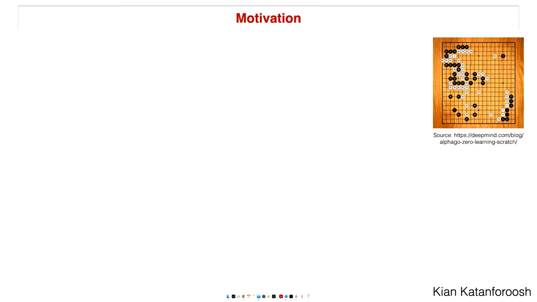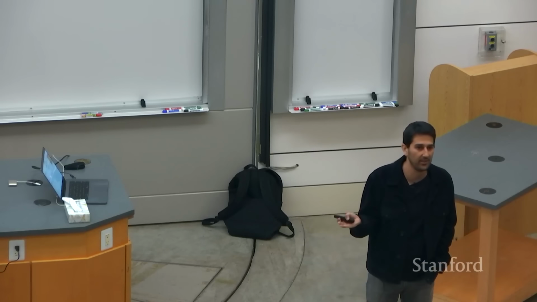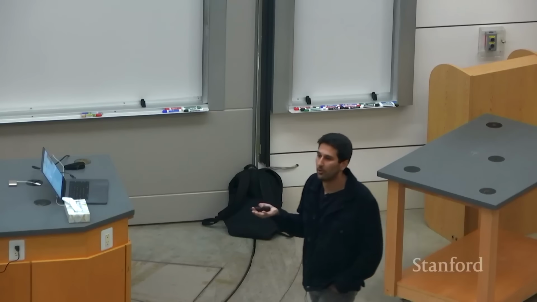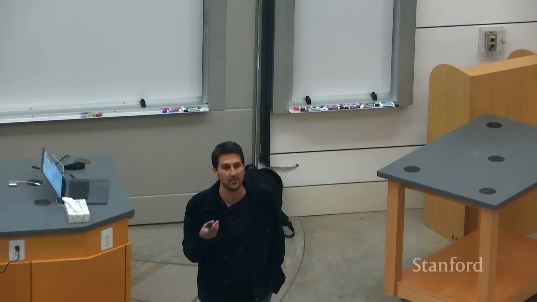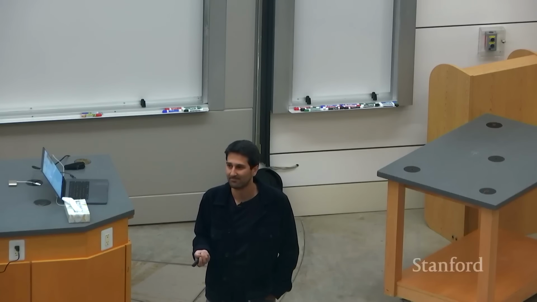The first one I want us to think about is the game of Go. So let's say that you were asked to solve the game of Go with classic supervised learning. Okay, everything we've seen together so far, labeled data. How would you solve the game of Go with classic supervised learning? What data would you collect? What would be the label, etc.?